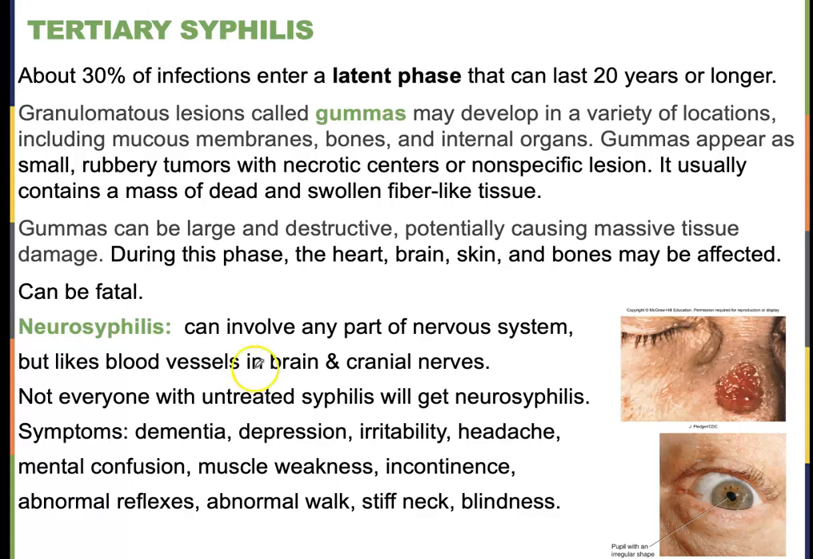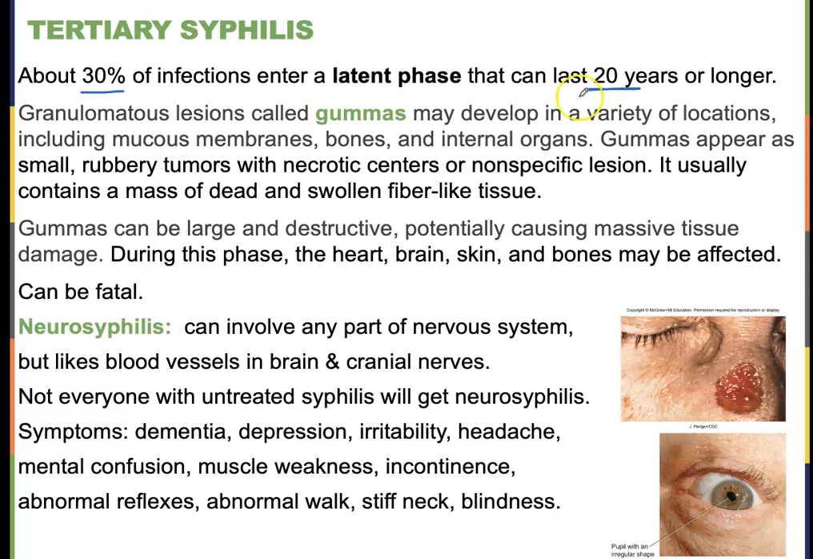So tertiary syphilis, not everybody gets it, right? So it goes latent, and then 30% of people, the latency will start to show, you'll have that tertiary form where you'll start to see the damage done to our internal organs. Sometimes that latent period can last 20 years or longer.